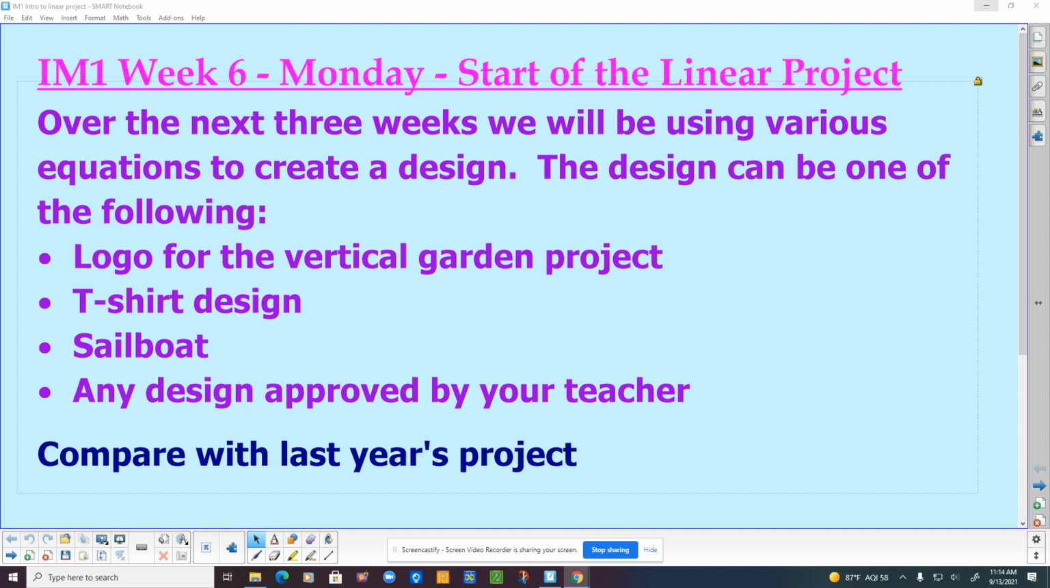You can make a logo for the vertical garden project. Put it away, please.